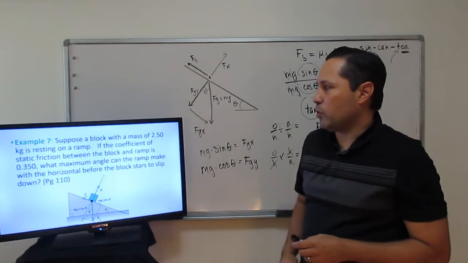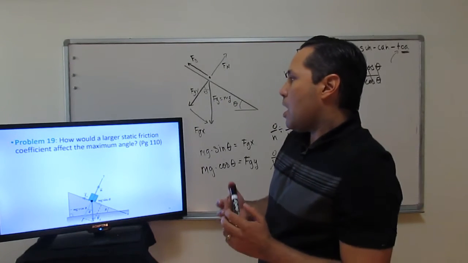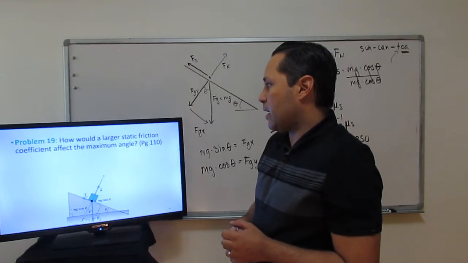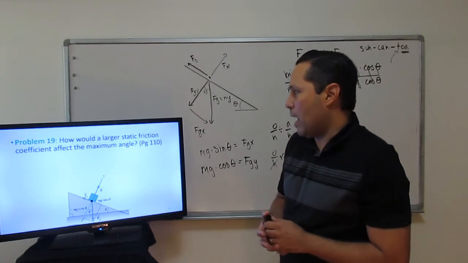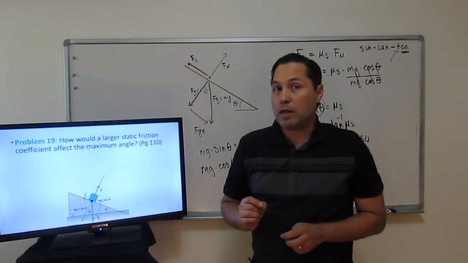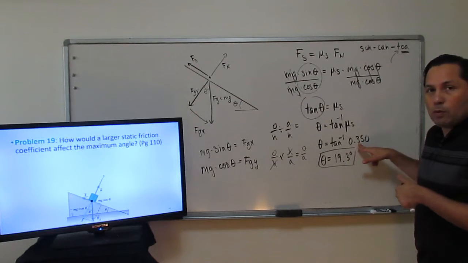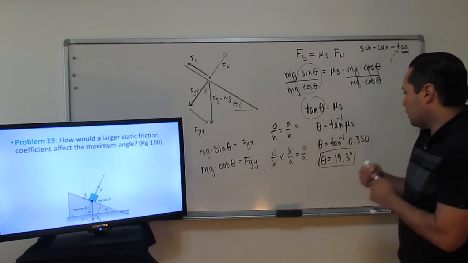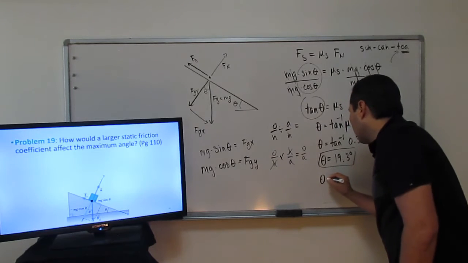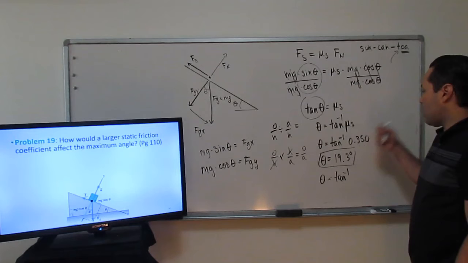Alright, let's go ahead and move on to the next part. Up next is problem number 19. In this problem, they ask the following question: how would a larger static friction coefficient affect the maximum angle? Okay, so if we were to make it bigger, right here, what if we were to increase this value? What would that do to the angle? Well, that would also increase the angle. Let's try it out just to make sure. Inverse tangent of, let's pick a bigger value, bigger than 0.35.